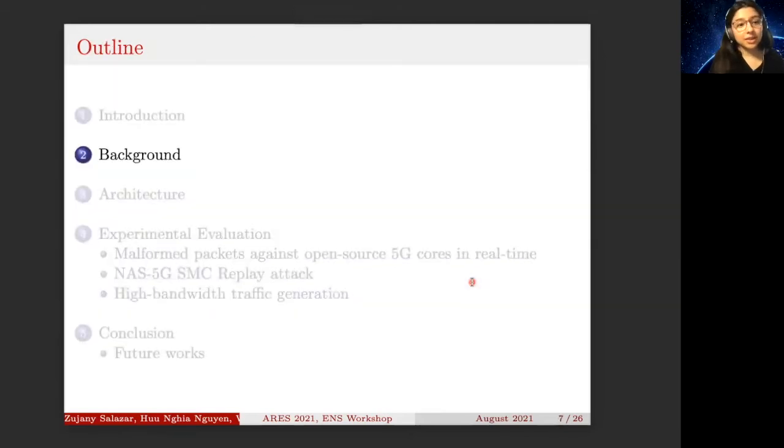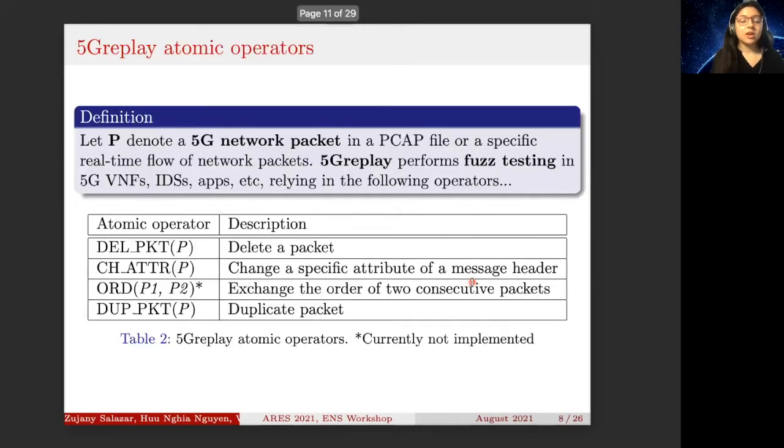Let's check the fuzzing operators on which our tool relies. 5Greplay, in order to modify network packets that can come from a pcap file or from a specific real-time flow of network packets, relies on the following fuzzing operators.